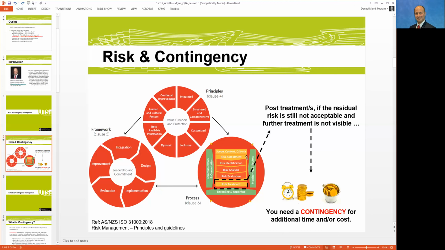Why? Because after the risk assessment and after you consider all those treatments, the residual risk, which is the risk after the treatment, may still not be acceptable, and further treatment is not viable. For example, it doesn't make sense to spend more money because it's not worth it, right? For those scenarios, you might need a contingency, which might be time and/or cost. And that's the concept of contingency, and how it links to the bigger picture of risk management.